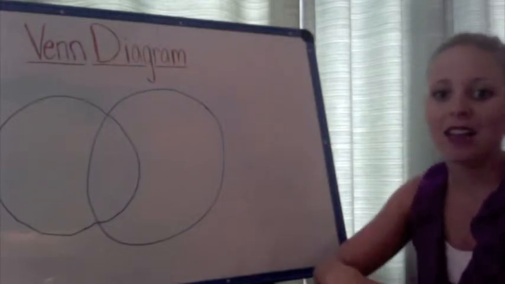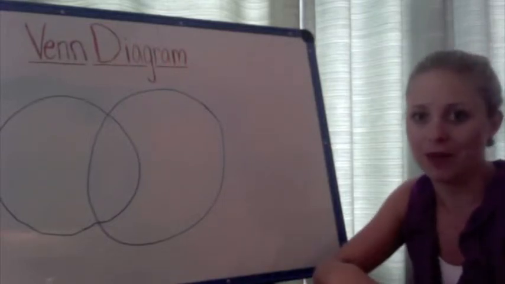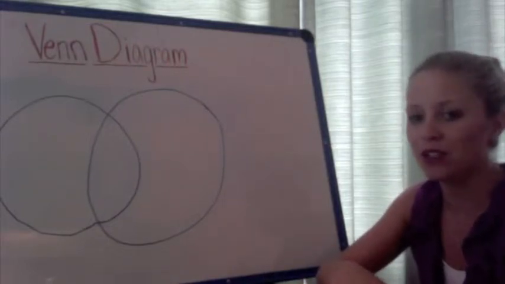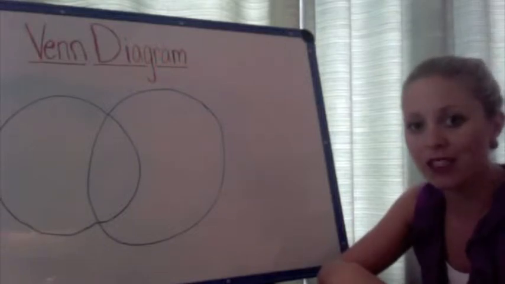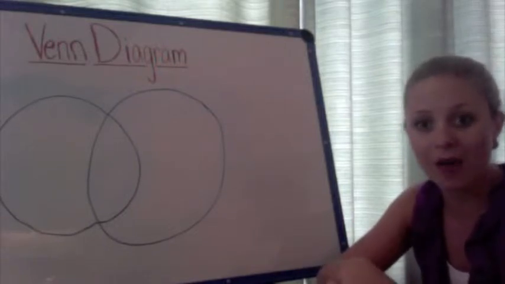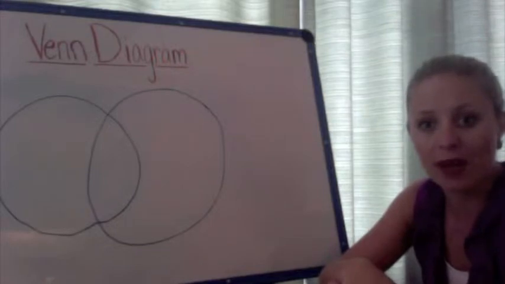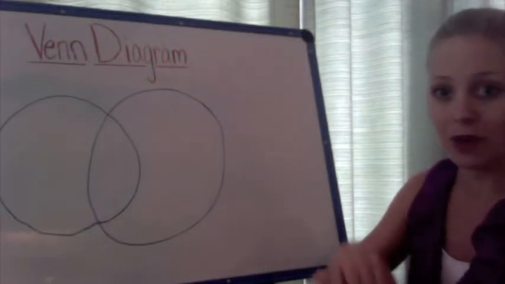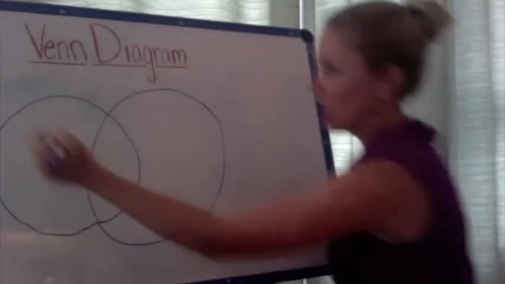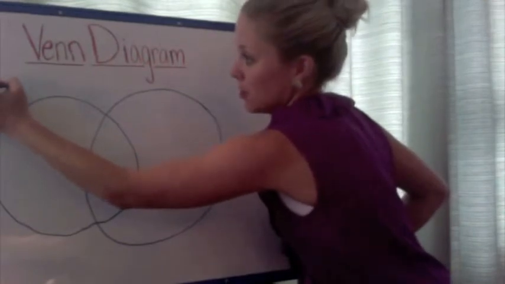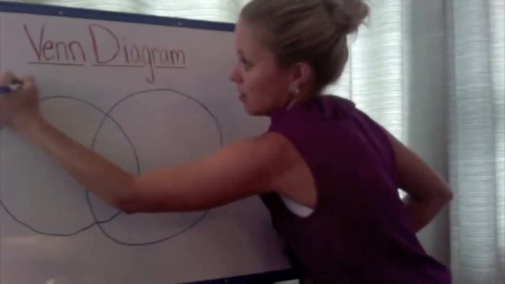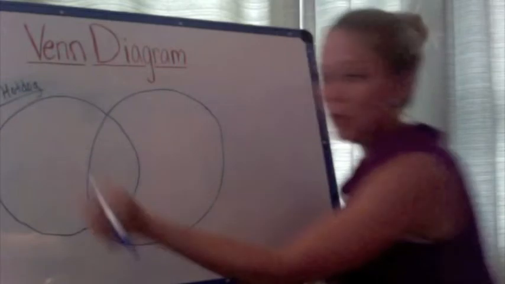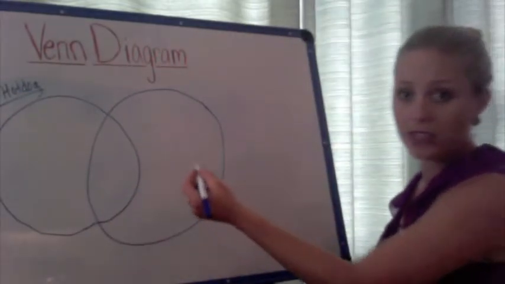Well, today, let's use our class for an example. What if I wanted to know how many of our friends liked hot dogs or hamburgers? This would be a great way to do it. What we can do is make this side our hot dog side. So you write hot dog. Well, this side can be our hamburger side.